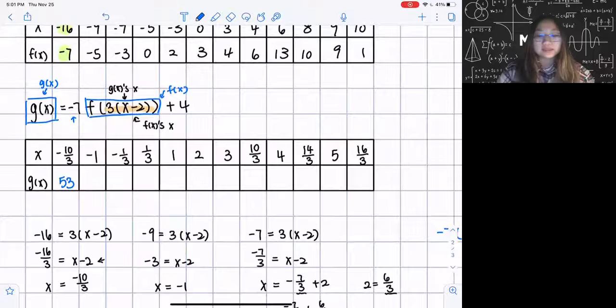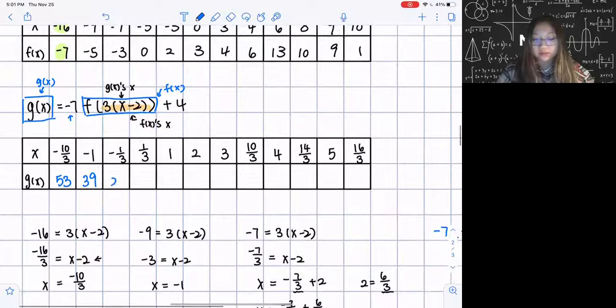So let's do the next one. -5 times -7, 35. 35 plus 4 is 39. -3 times -7, 21. 21 plus 4, 25, right? And then 0 times -7, 0. 0 plus 4 is 4. 2 times -7 is -14, plus 4 is -10. 3 times -7 is -21. -21 plus 4 is -17.